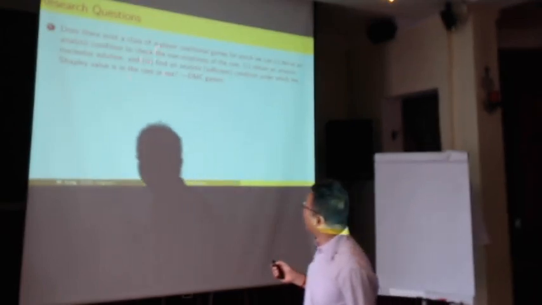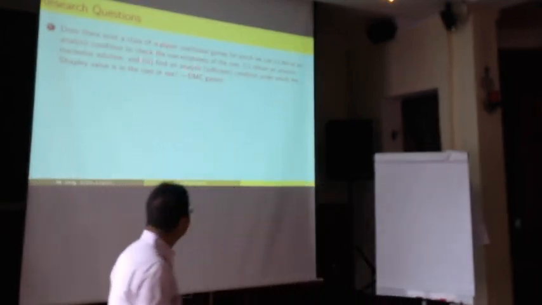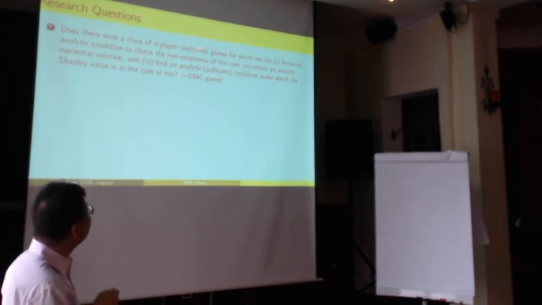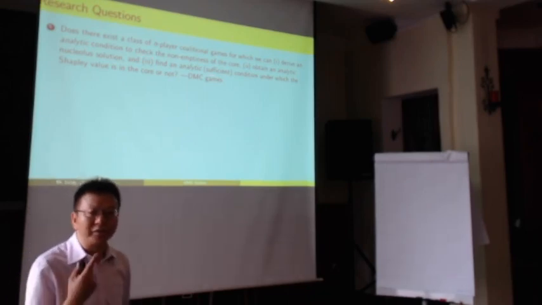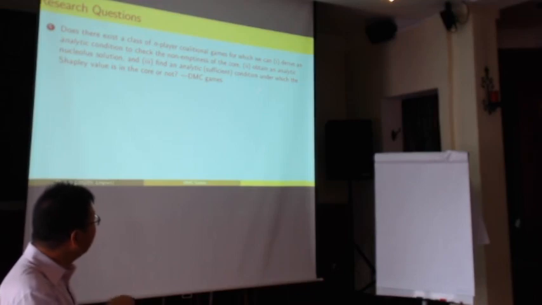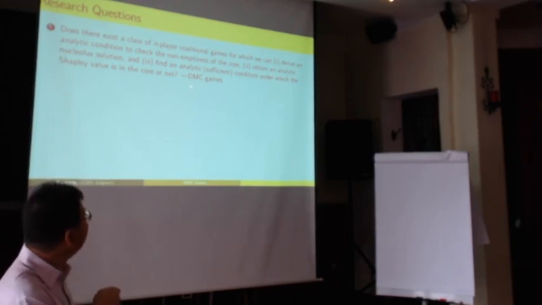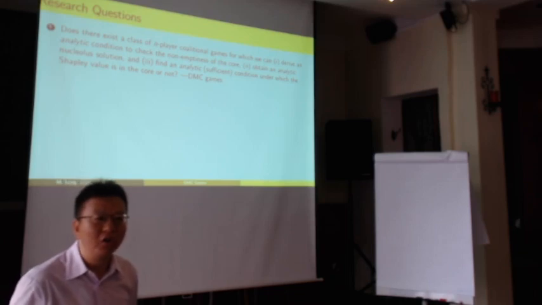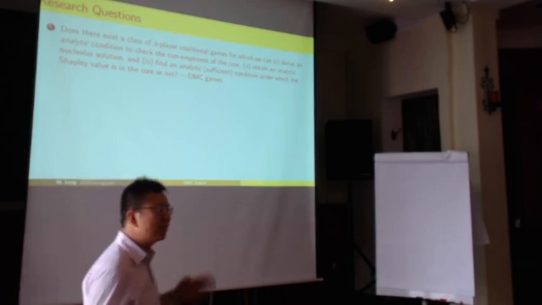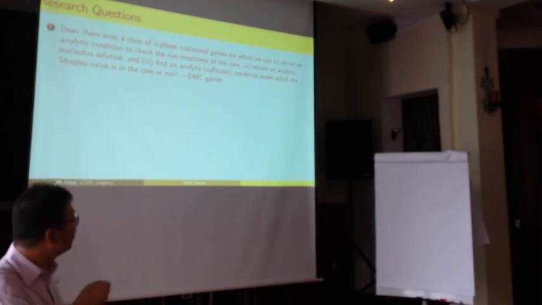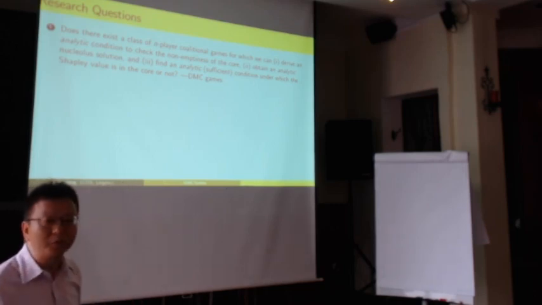Do we have one class of n-player cooperative games where we can derive an analytical condition to check non-emptiness of the core? This is the first question. The second one, can we obtain an analytical closed form nucleus solution? And also, do we have an analytical condition under which the Shapley value is in the core? Okay. So we find DMC games, and we can find a solution for these 3 questions.